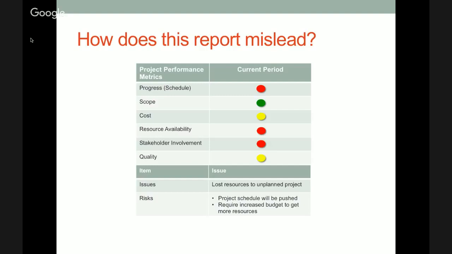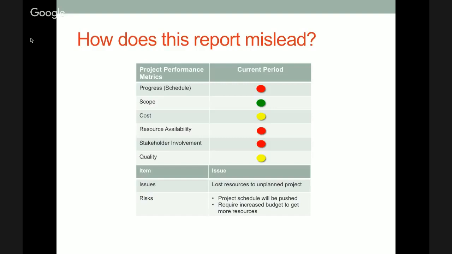I've oversimplified it for the purposes of this presentation, but as you can see, it has kind of the areas that we're looking at in the project: scope, cost, quality, etc., upcoming issues and risks. Now, how is this report misleading? Because this is the typical status report that most organizations put up there.